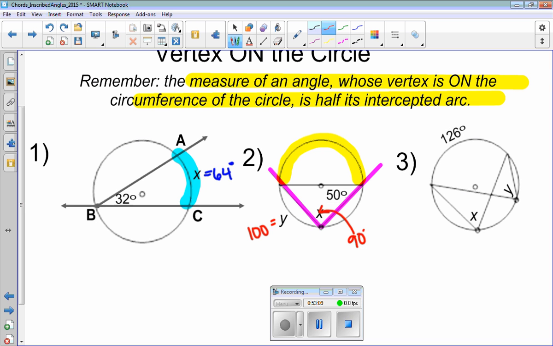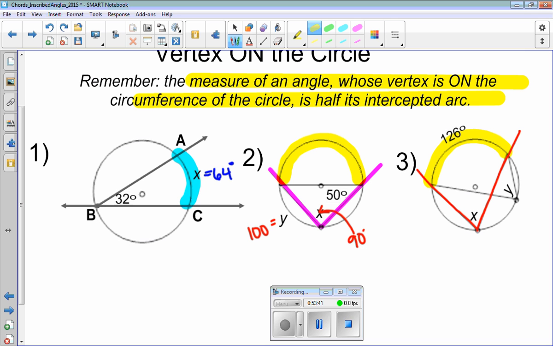So again, it might be easy if you highlight and erase them, or darken and erase if you're going to use a pencil, just so you can really see the angle versus the arc that it intercepts. It's a good visual there. All right, so do the same thing here with X. Here is angle X. Here's the arc that it intercepts, which is 126. So what's the measure of X?